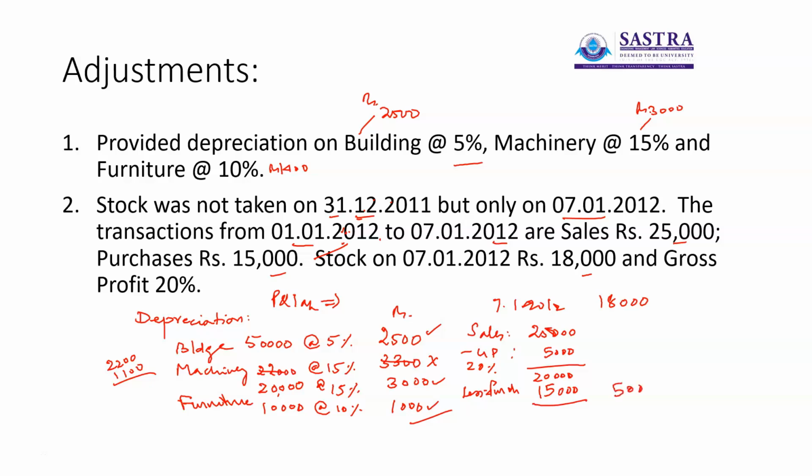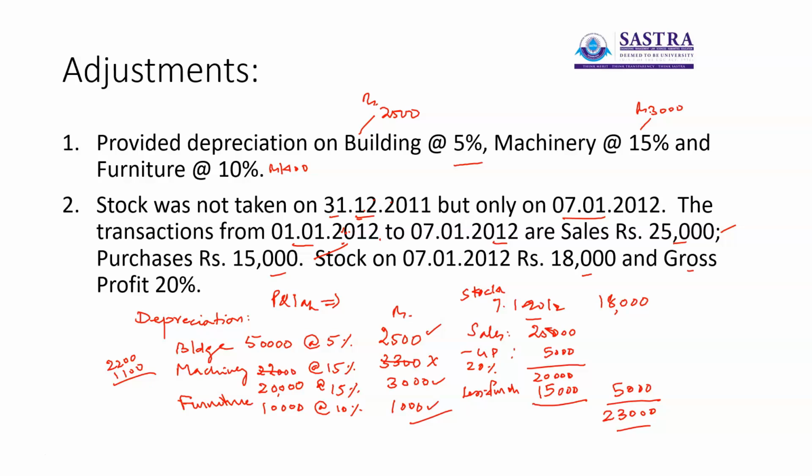So your closing stock will be totally 23,000 to be shown on the trading account credit side, closing stock. So this is stock on 7th January as given in question. Apart from that, it is given between 1st January to 7th January, there was sales for 25,000 at a profit of 20%. So 20% on 25,000 comes to 5,000.